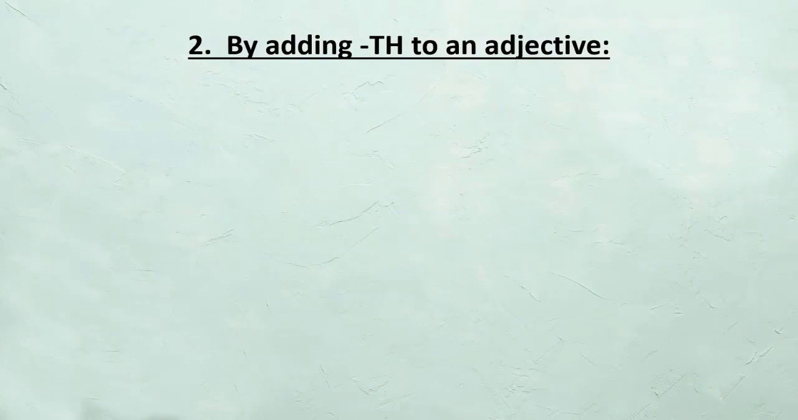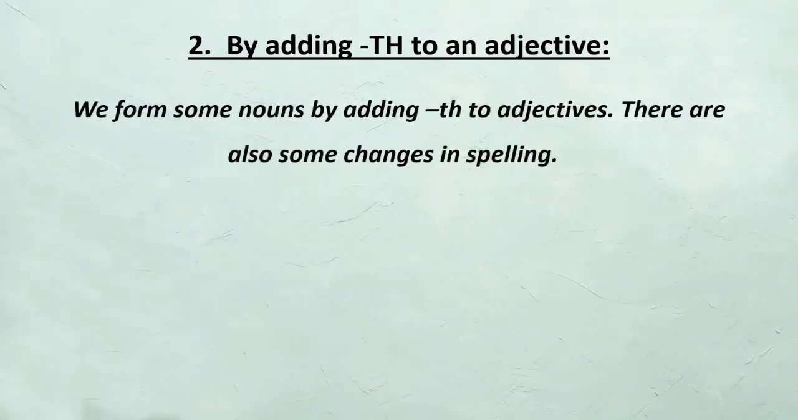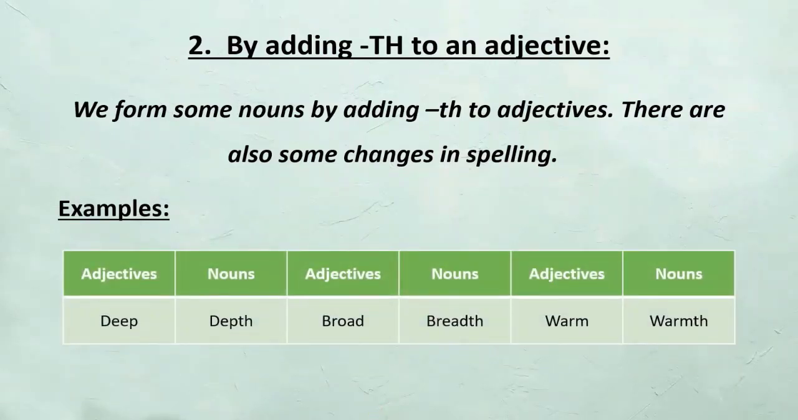Another rule: by adding the suffix TH to adjectives, we form some nouns. But there are also some changes in the spellings. For example, the adjective deep becomes depth. There is a change in the spelling of the word. We skip E and add TH. Broad becomes breadth, warm becomes warmth. In these three examples, there are some words in which we have changed the spellings, like broad and deep.